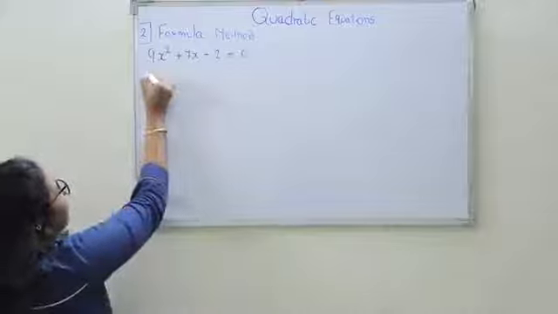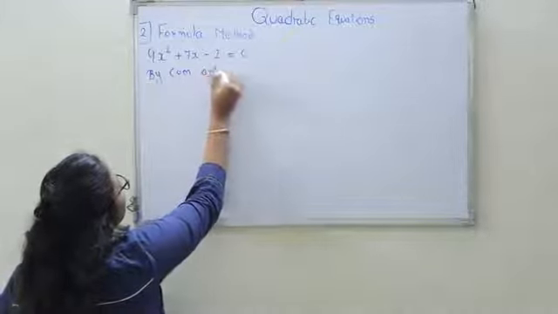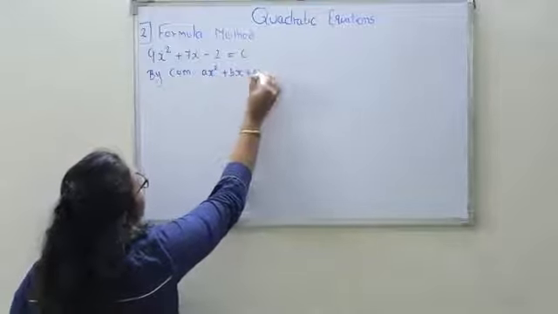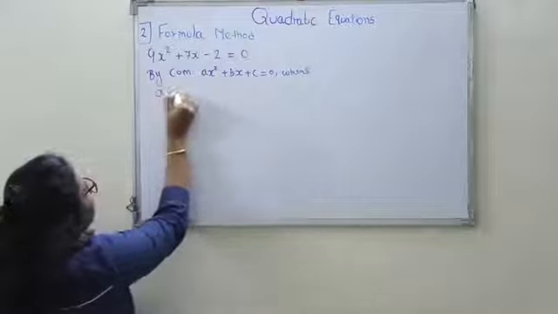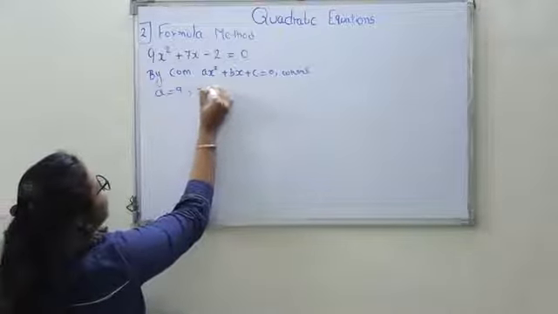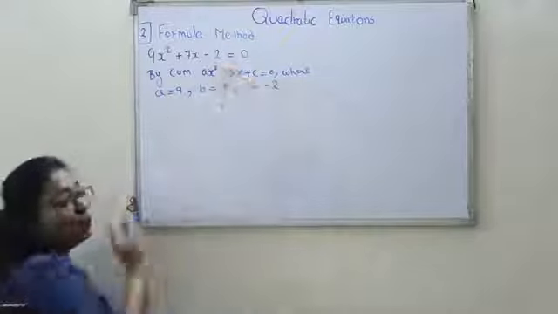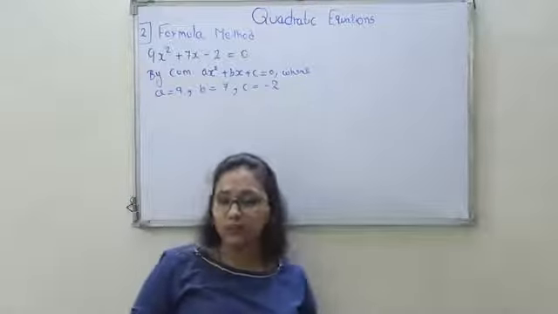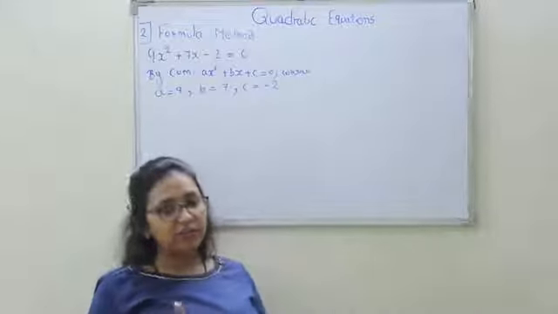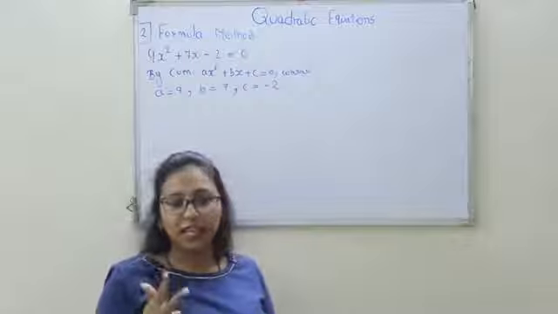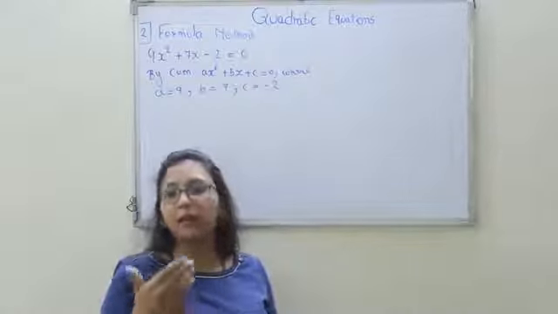So by comparing with ax square plus bx plus c is equal to 0, a is equal to 9, b is equal to 7 and c is equal to minus 2. Be careful, you have to always write with the sign. Now, I repeat, the first step was you have to check whether it is in standard form or not. If it is in standard form, good, otherwise you have to convert. The second step is you have to write the value of a, b, c. Now the third step, apply the formula.